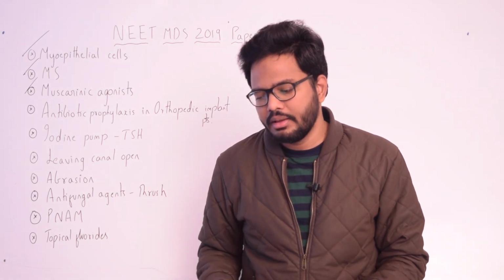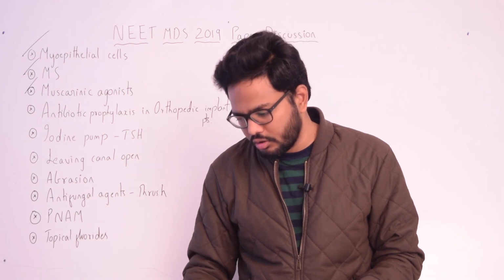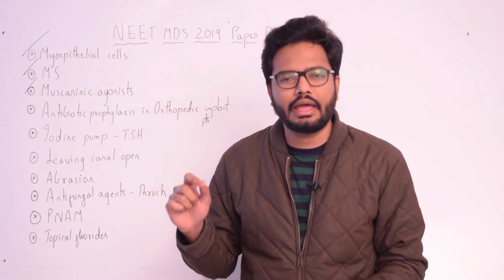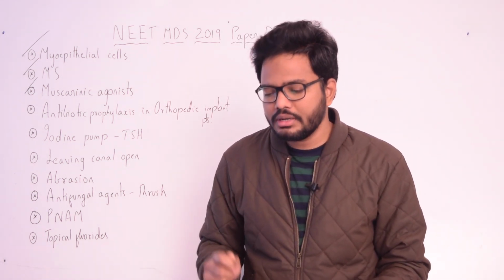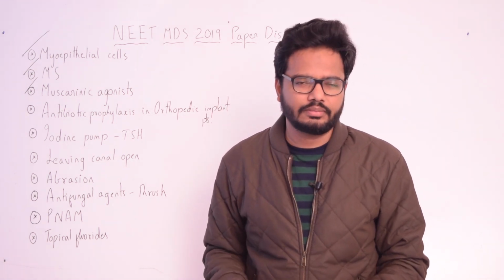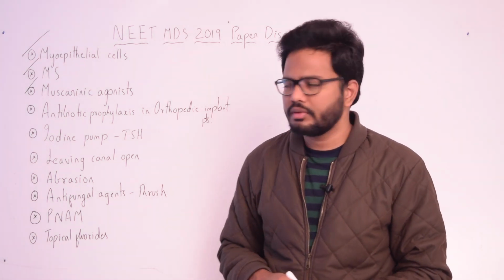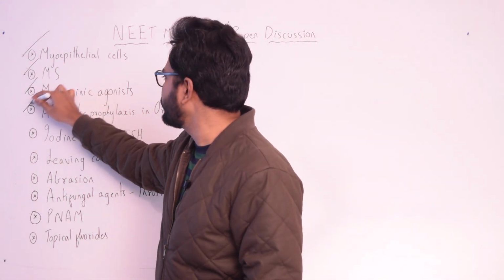However, cevimeline hydrochloride, I guess that was one of the options. Cevimeline is a cholinergic agent with muscarinic agonist activity, prominently affecting M1 and M3 receptors, right? So this is some information related to muscarinic agonists. Now moving on to the next topic.